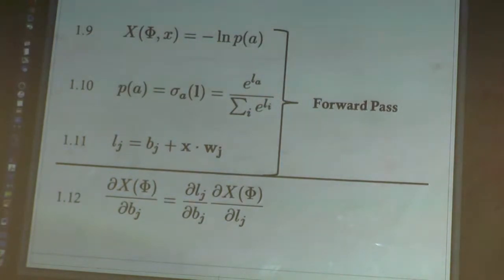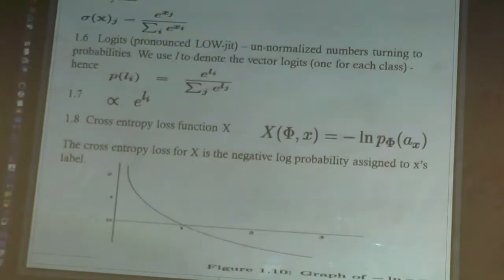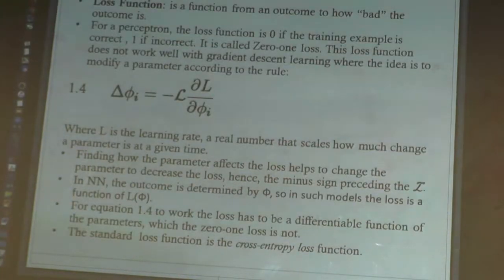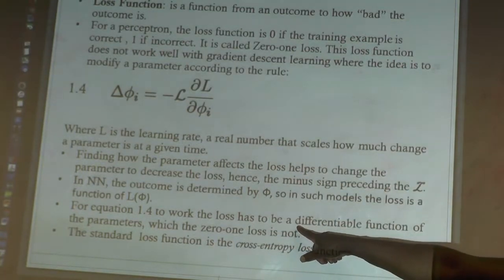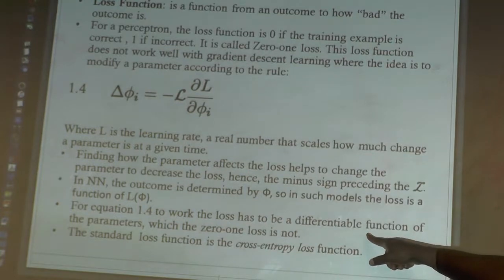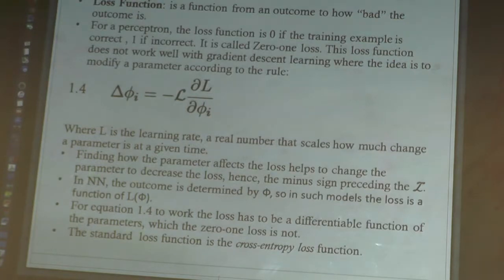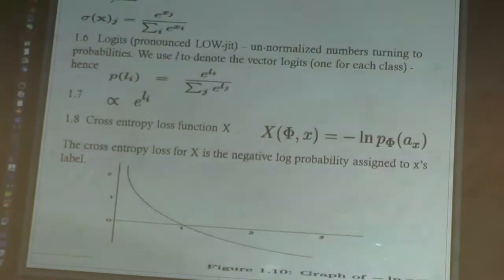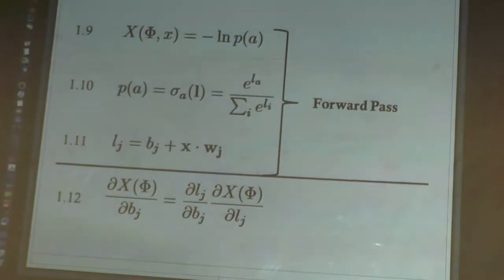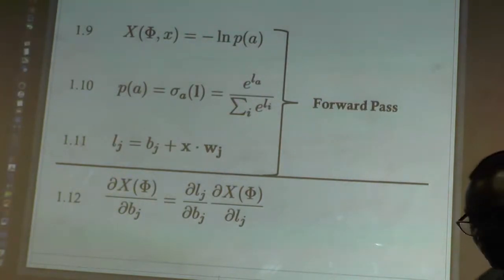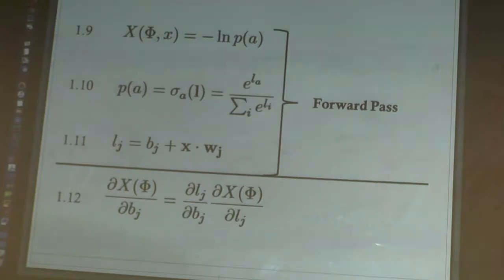Now, we said this. Remember this big thing here? The L here is the learning rate. And for that quantity to be useful, we have to be able to differentiate it. It has to be a differentiable function. So we want to see here, can we do that effectively? So the first thing is to introduce this.